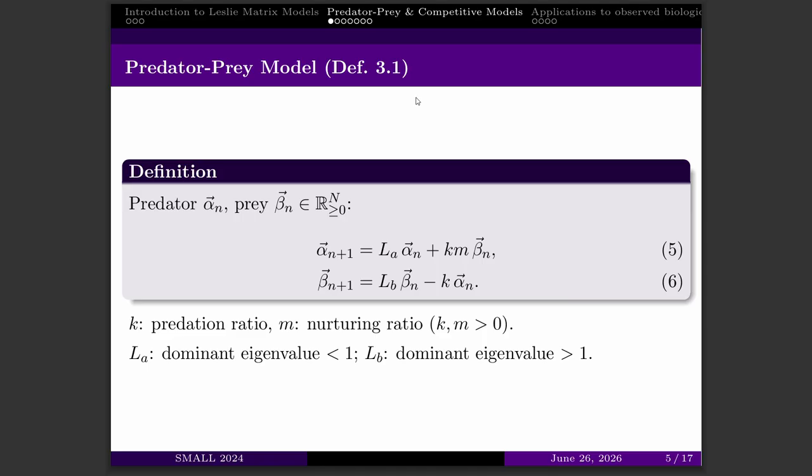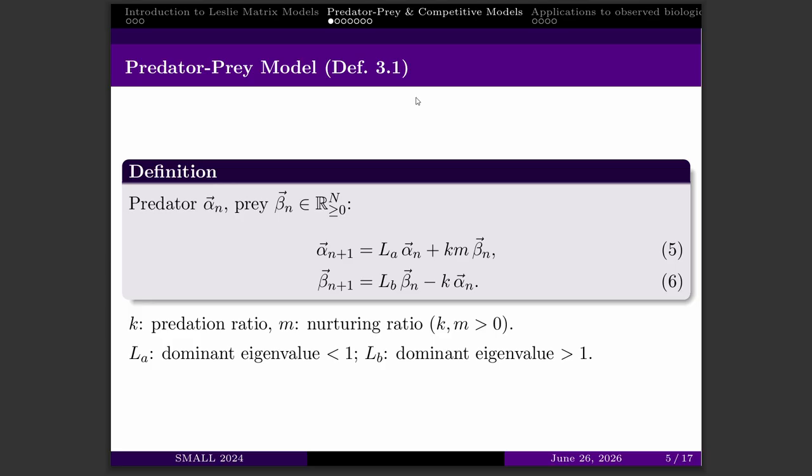Okay, so let's generalize this simple example into a more general case. For simplicity, assume that there are the same number of predator age groups and prey age groups, and we describe the population vectors by alpha of small n and beta of small n, both with dimensions 1 times large N, and we set the dynamics according to equations 5 and 6. So the predator population is described by its inherent growth by Leslie matrix LA, plus the boost that comes from predation, which is Km times beta of n.